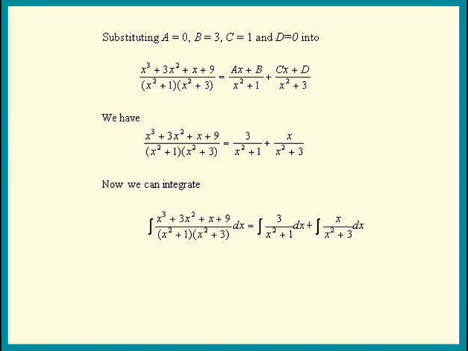The first one, pull out the 3. And the integral of dx over x squared plus 1 is arctangent of x. The second integral is a u sub of the form integral of du over u, and that returns the natural log. So here's the answer. QED.